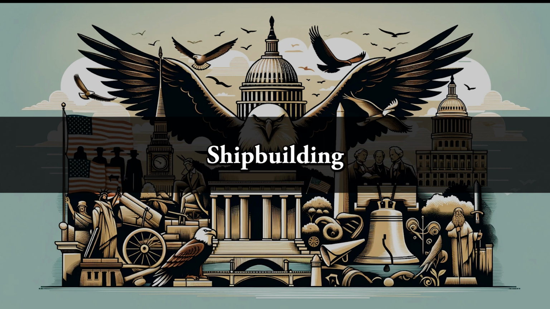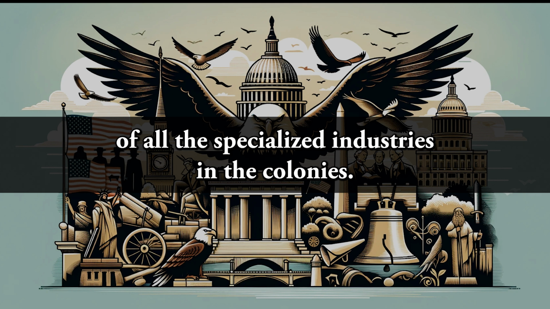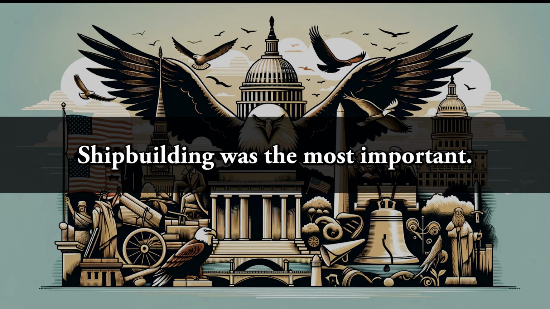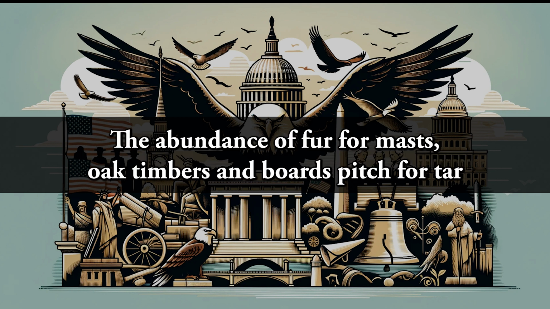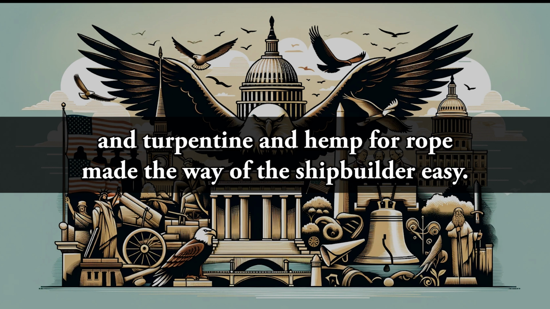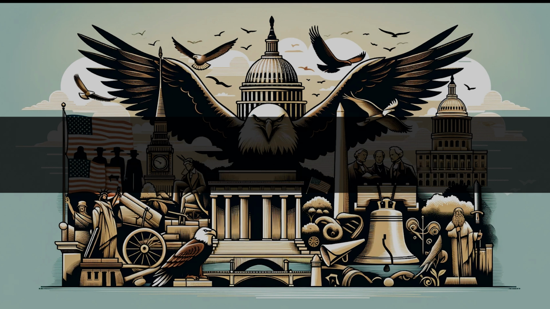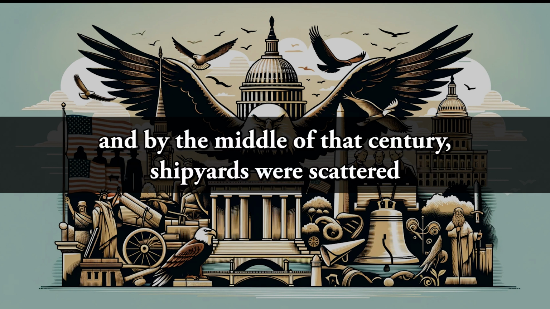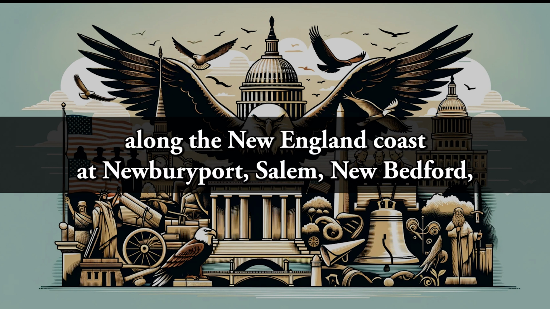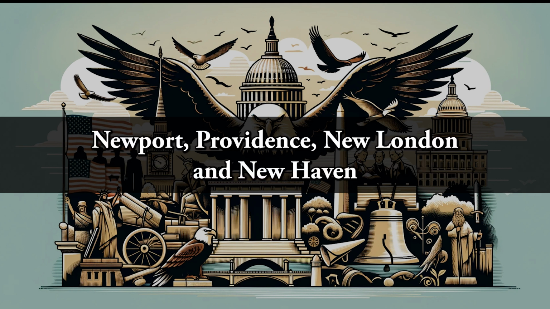Shipbuilding. Of all the specialized industries in the colonies, shipbuilding was the most important. The abundance of fir for masts, oak for timbers and boards, pitch for tar and turpentine, and hemp for rope, made the way of the shipbuilder easy. Early in the 17th century a ship was built at New Amsterdam, and by the middle of that century shipyards were scattered along the New England coast at Newburyport, Salem, New Bedford, Newport, Providence, New London, and New Haven.